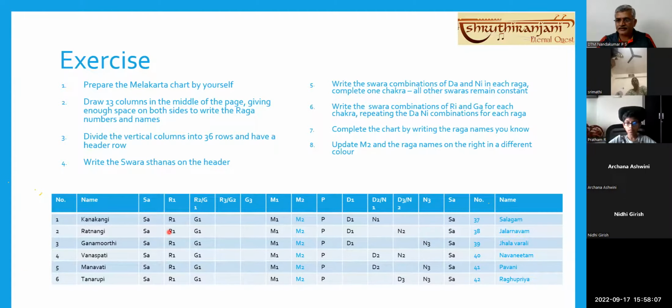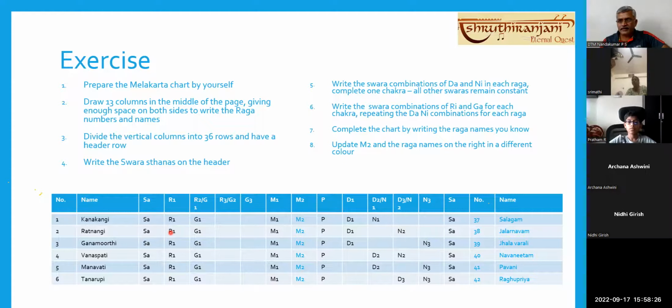For your reference, this you can do in a sheet. You can do it in Excel, right? Whichever way you want to, you can do that. You can take a bigger chart and do this. That will be much more clear. But this will be your reference. So as and when you keep learning any raga, right?